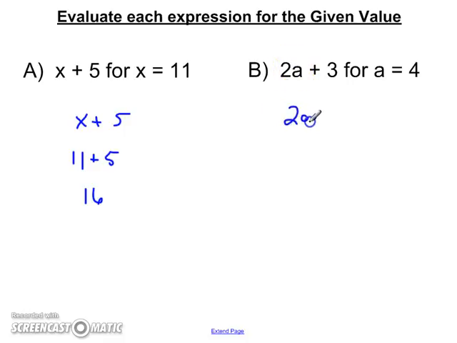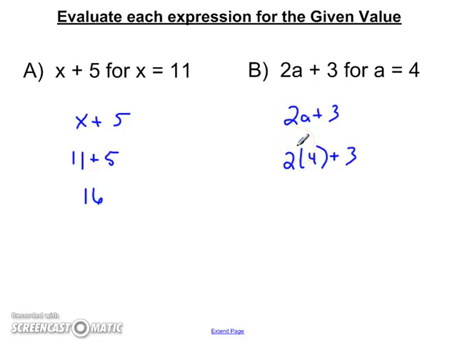So I'm going to rewrite this so I have some space to work with, and I am going to replace a with 4 in this case. Now I have to keep the multiplication. You could use a multiplication sign. A lot of times we will use parentheses. I do that quite often myself. But we do have to make sure, because there is no space, that we keep multiplication.